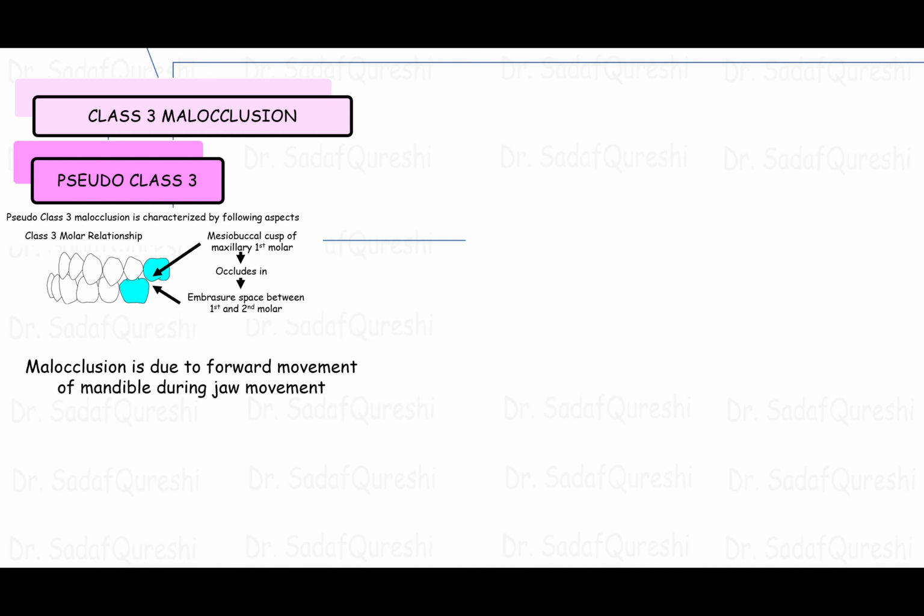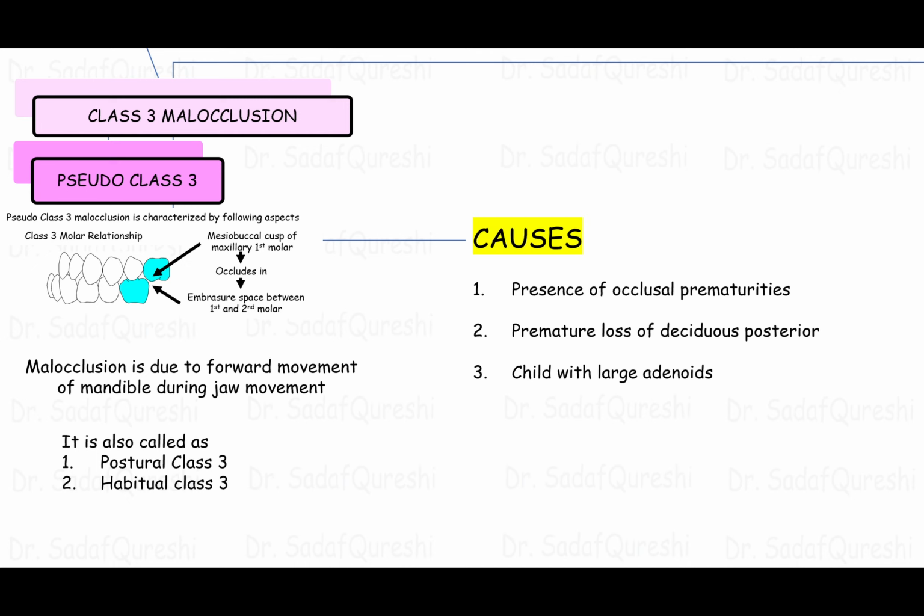Talking further, malocclusion of this type is due to forward movement of the mandible, or lower jawbone, and this type of malocclusion is also called postural class 3 malocclusion or habitual class 3 malocclusion. The causes of pseudo class 3 malocclusion may be the presence of occlusal prematurities, or there may be premature loss of deciduous posterior teeth. Whenever there is premature loss of deciduous posterior teeth, the child tends to contact the anterior teeth together, and that's the reason he habitually closes the mandible in a forward position, and that results in pseudo class 3 malocclusion.